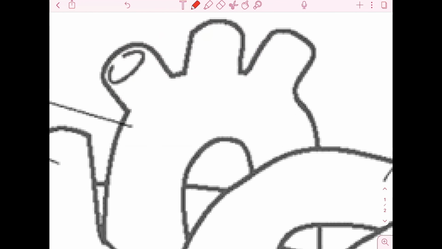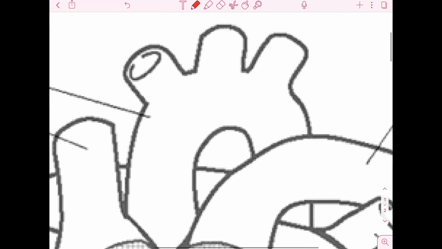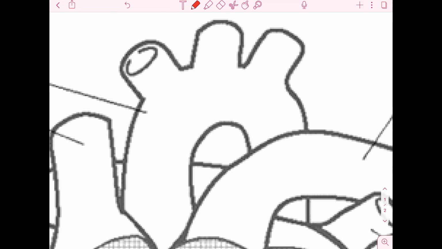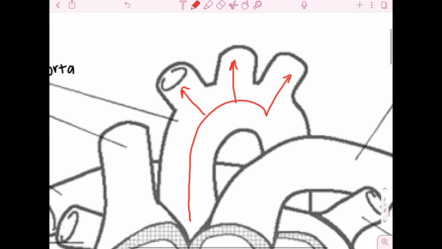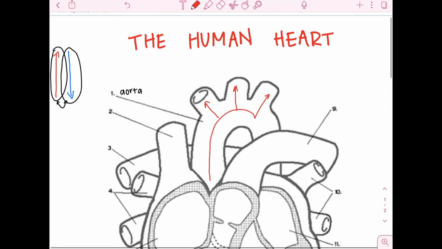So now we're going to label the blood flow. We have oxygenated blood, so blood that's rich in oxygen, coming from down here, and then it's going to get distributed out of the aorta and go to things like your arms, legs, muscles, and your brain so that those muscles can properly function.